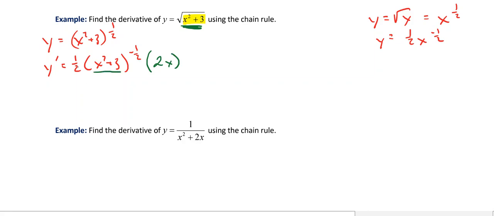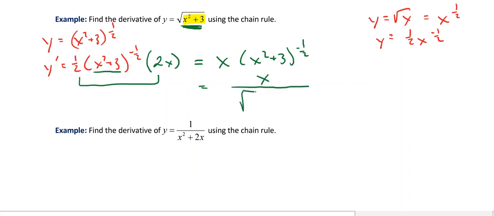And so we can multiply this times this to get 1/2 times 2 is 1. x times x squared plus 3 to the negative 1/2. And I don't want to leave that like that, so I'm going to rewrite this as x over the square root of x squared plus 3. And there is my derivative.